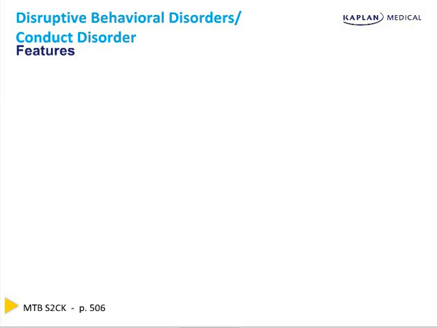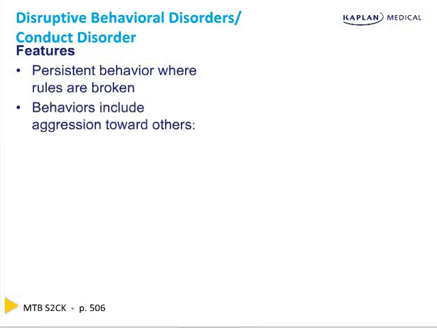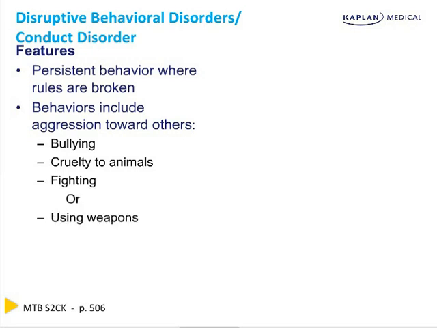So what you would see here is persistent behavior where rules are broken. Rules that the parents set, rules that the school set, and rules that society has set, also known as laws. The behavior includes aggression towards others, so they'll be bullying children. Cruelty to animals is a big, big hallmark sign. If you see this in the vignette, they're terrorizing the neighborhood cats and dogs. You really want to make sure that you rule in conduct disorder. They'll get into fights or they'll use weapons. These are the children who bring knives, bombs, guns to school.